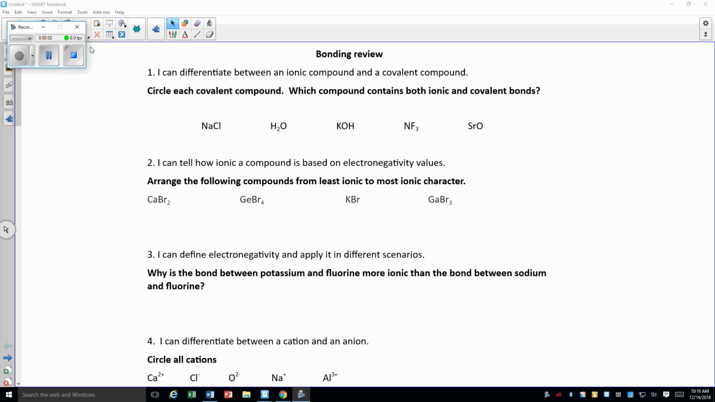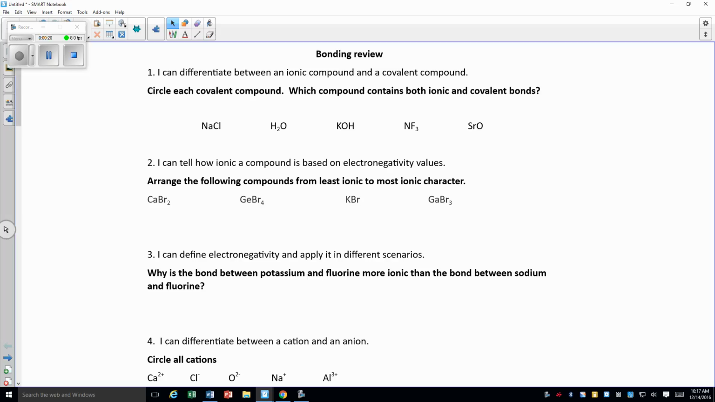Alright, so we're going to go over this review guide that I passed out. I have pretty good confidence on this quiz. I think we're going to do well. You're just going to take your time, think about what the question is asking, and go from there.